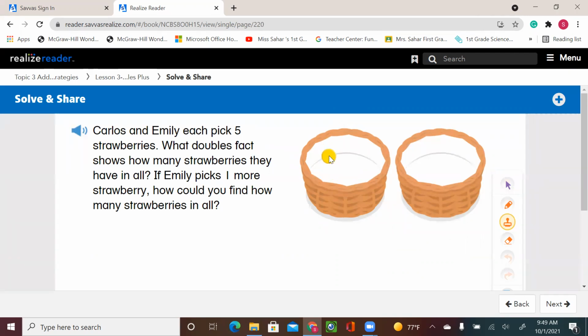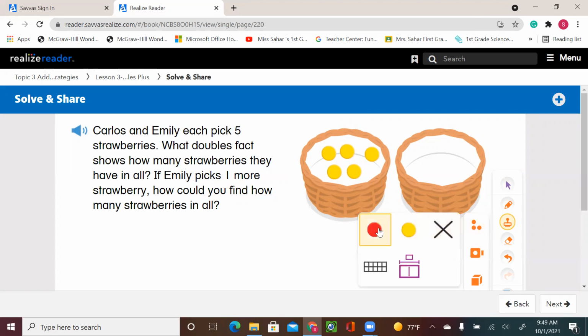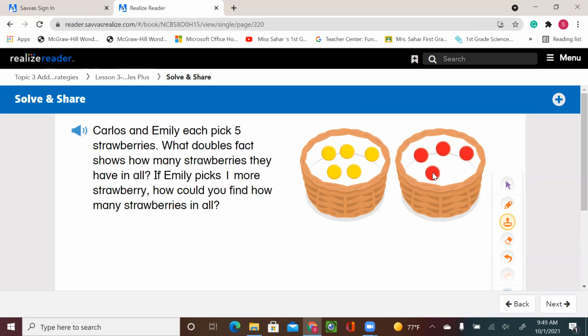So Carlos will have 5 counters in yellow. And then Emily, I'll give her a different color. So I'm going to give Emily 5 counters to represent the strawberries that she picked. All right, this is the first part. So that's easy. That's a doubles fact. I have 5 and 5.